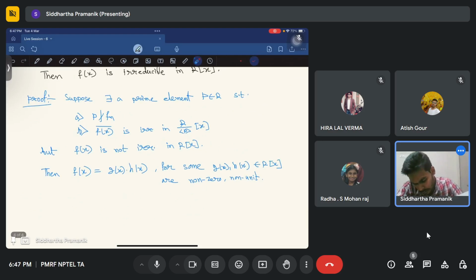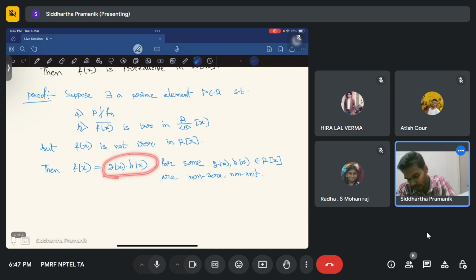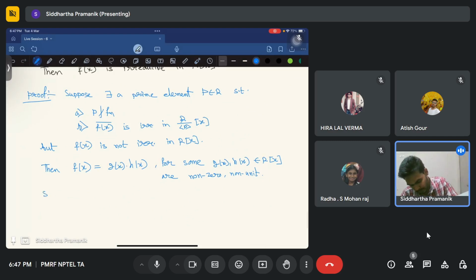So p does not divide the leading coefficient of fn, right? So that will imply fx bar is not a zero polynomial in this ring, because its leading coefficient is not zero. So what will happen if we take this image? Since p does not divide fn, that will imply fx bar is non-zero, and that will imply gx bar times hx bar.